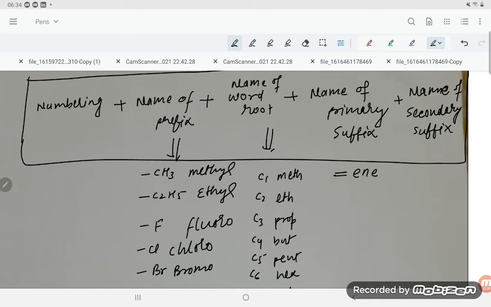A primary suffix, if you talk about it, that is when a double bond is there, it is ene. Secondary suffix, if suppose this is COOH, this is named oic acid, right? If OH is there, this is ol. If there is CHO, that is al. If C double bond O, like that, this is one. So this is the IUPAC name, students. So we have to give numbering preference to the secondary suffix, then primary suffix, then prefix, like that we will have to do.